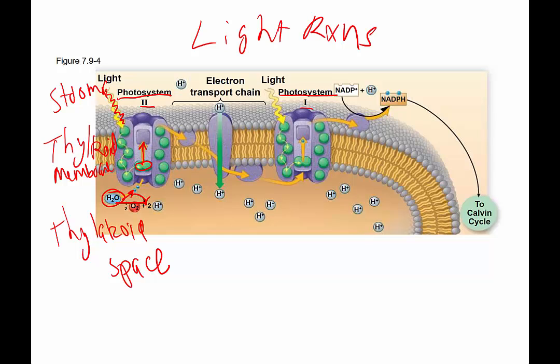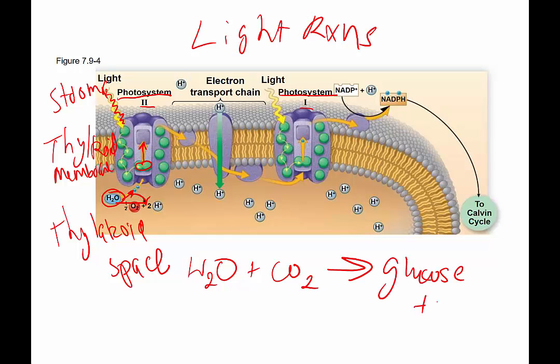So remember, the overall equation for photosynthesis is water plus carbon dioxide equals glucose plus oxygen. So as you can see, we have water coming in, we have oxygen being produced. So really, again, the point of water giving away its electrons is to make the chlorophyll molecules happy again. Those water molecules give away those electrons and become split into oxygen and protons.